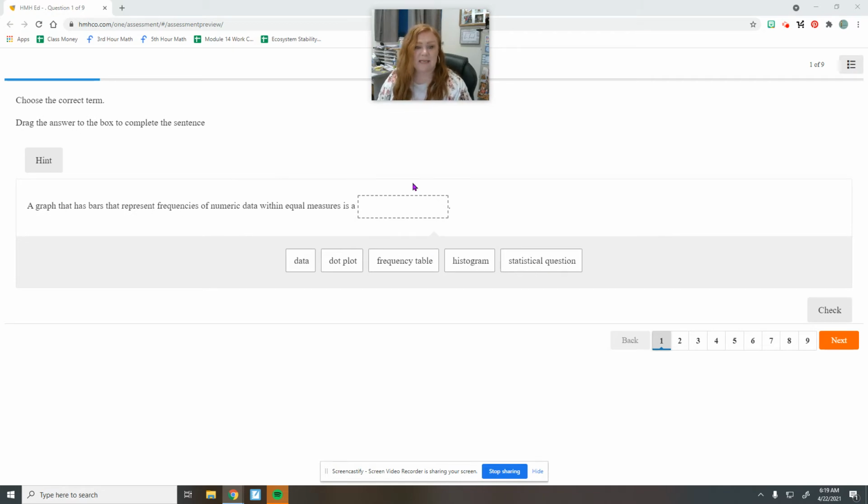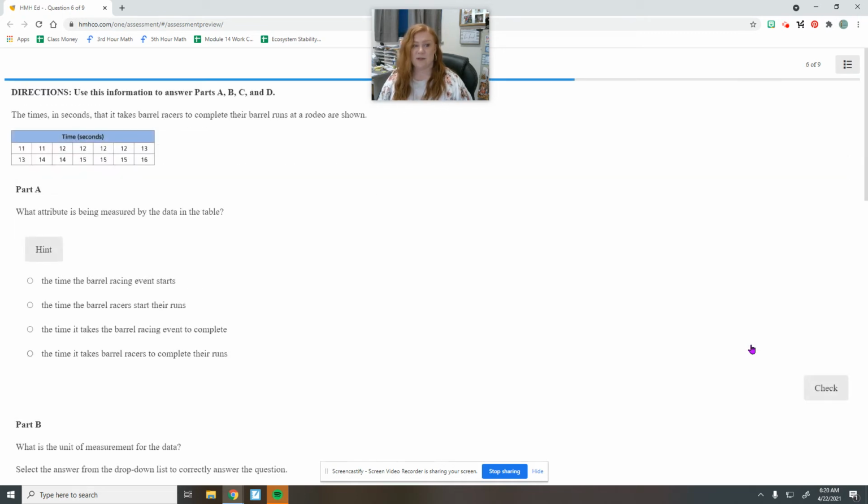So go ahead and decide which is a graph that has bars that represent the frequencies with equal measures. A question that has many different or variable answers. A set of information collected about people or things, often to draw conclusions about them, is referring to. A graph in which each piece of data is represented by a dot above a number line is. And a table that lists items together according to the number of times that the items occur. So there's all your vocabs.